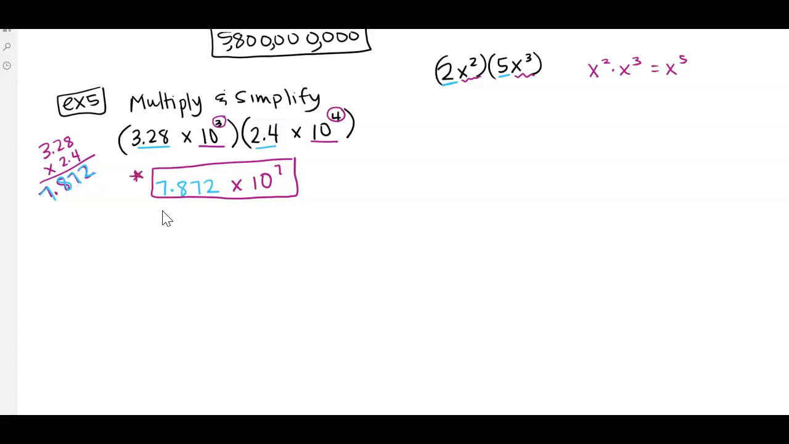And these aren't very big exponents, but in your science classes, you're going to get really big exponents. And so, like I said, those digits aren't even going to fit in your calculator to do it like that. So we've got to make sure we're doing it this way.